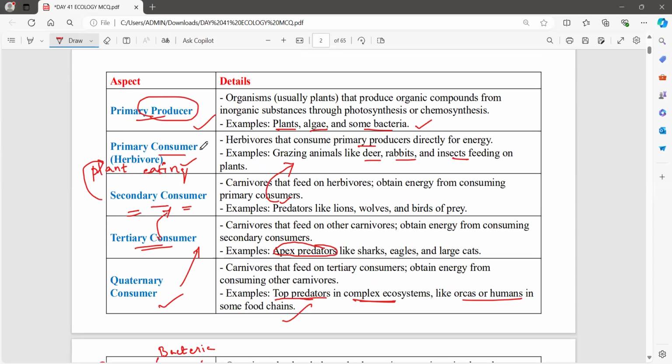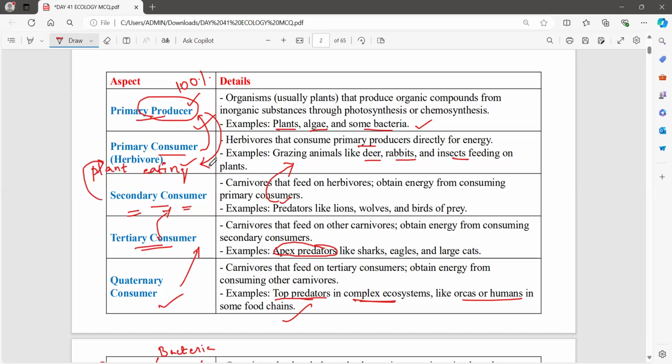If this primary consumer is totally dependent on this primary producer, what is the energy present in this particular producer? We can consider this as 100%. When this primary consumer consumes this primary producer, do you think all these 100% will be transferred from the primary producer to the primary consumer? Is this statement right or wrong?